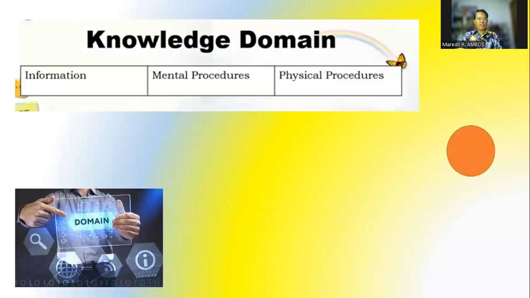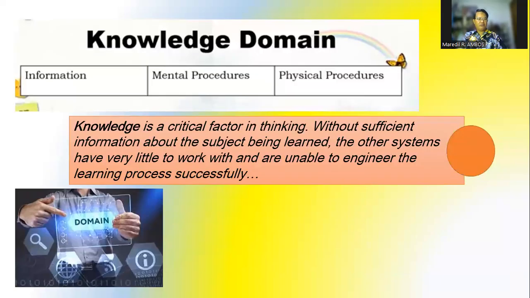Let's continue with the knowledge domain. In the knowledge domain, there is the information, the mental procedures, and the last is the physical procedures. So knowledge is a crucial factor in thinking. Do you agree? Yes. So knowledge is a critical factor in thinking.